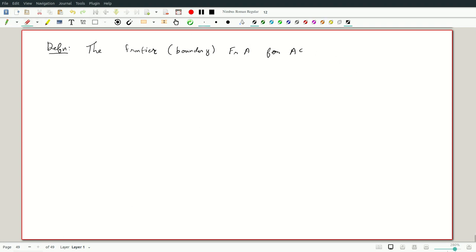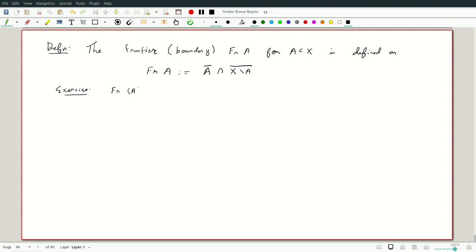Well, there are a couple of ways you can define it. The frontier of A in X is, by definition, those points that are in the closure of A as well as in the closure of X minus A. You can take it as an exercise. They are neither interior nor exterior points.